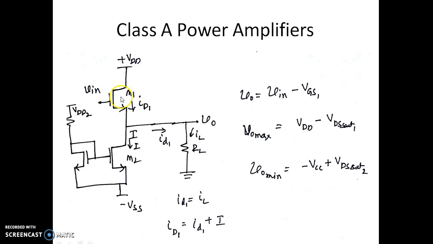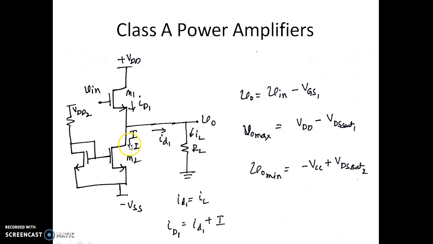Now this is a CD amplifier. You can see the output is taken at this point, and this transistor, M2, is connected in the diode-connected mode under resistance VDD2, and this M2 is going to form the current source. So it is acting like a current source.